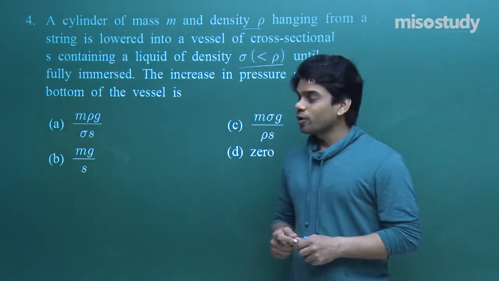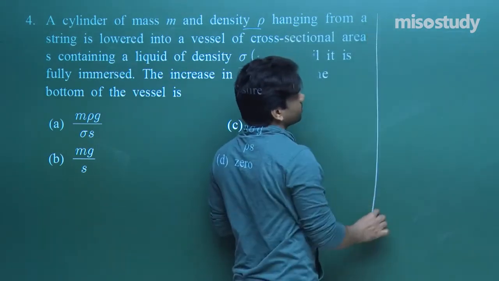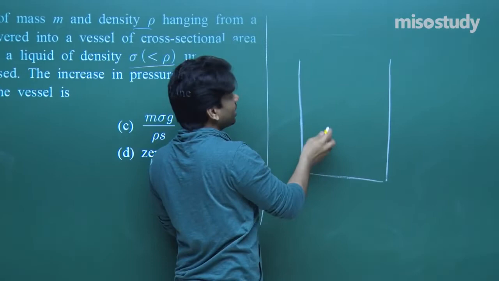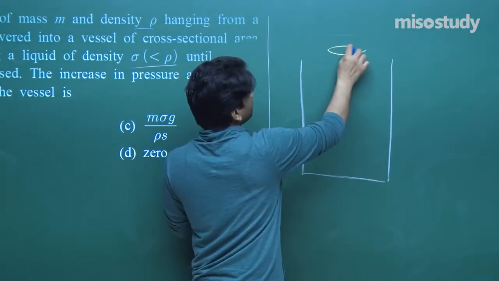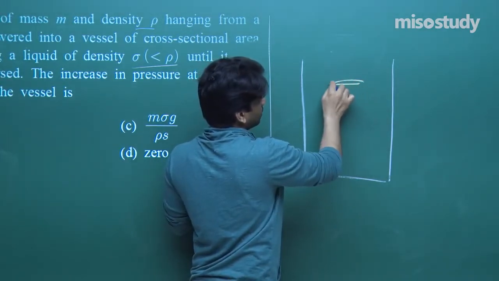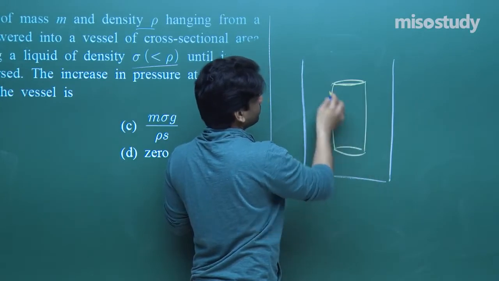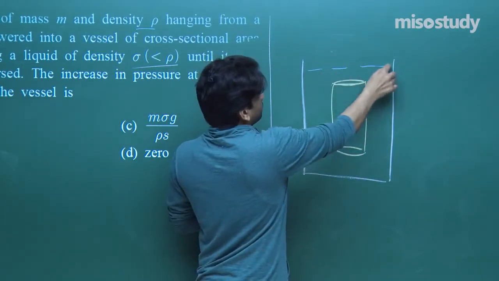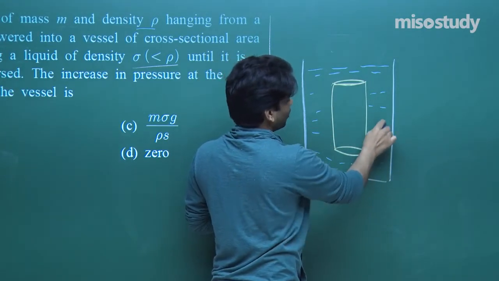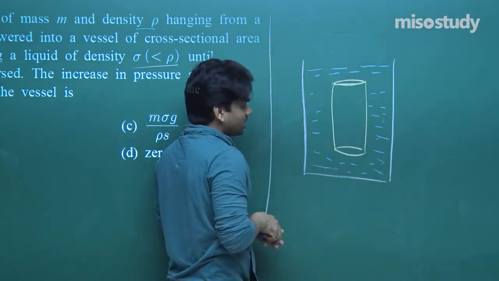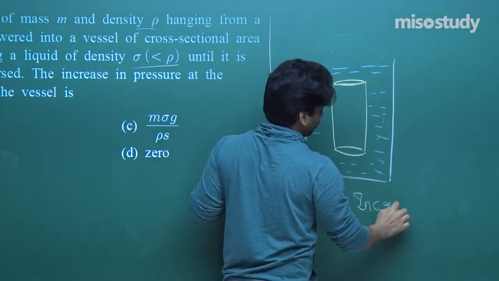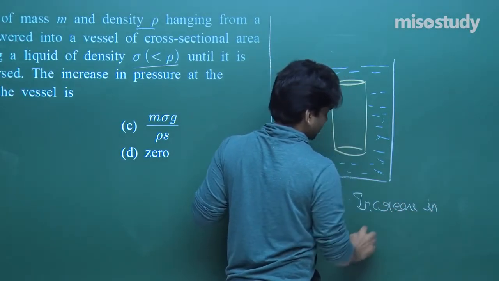For this question, we are going to apply the method. This is the case. There's a container. You have taken a cylinder and it's completely immersed here. Now it says the increase in pressure at the bottom of the vessel. How to proceed with this? We need to find out the increase in pressure.